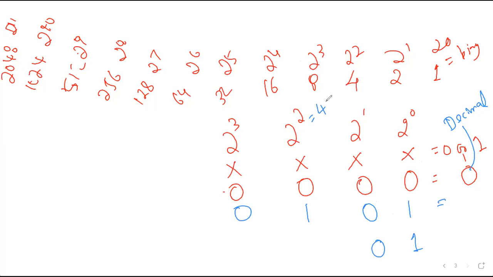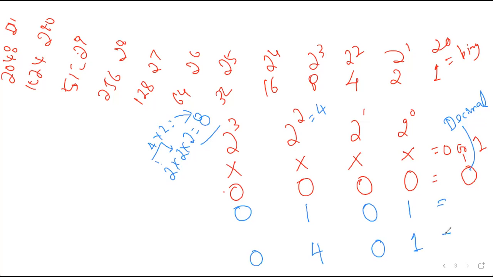2 into 2 is 4. Because of the 1, which we need to calculate, that's 4. And 2 raised to 3, which is 2 into 2 into 2, is equivalent to 8, because 2 into 2 is 4, then 4 into 2 is equivalent to 8. So it's supposed to be 8, but because of 0, it remains 0.